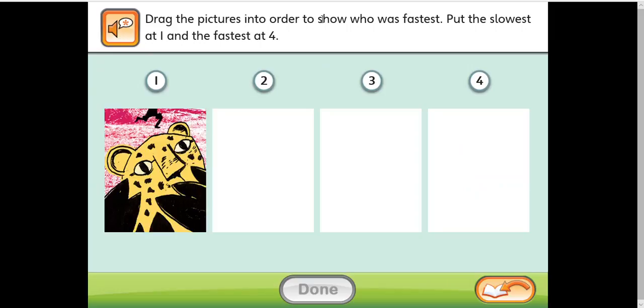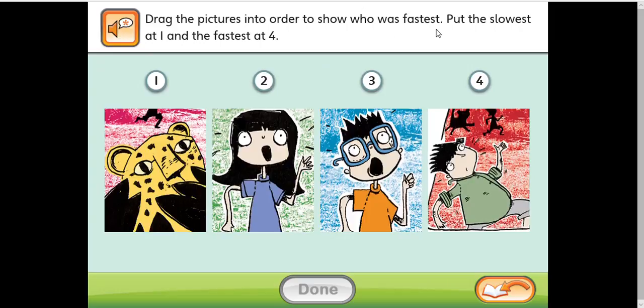So drag the pictures in order to show who was the fastest. Put the slowest at 1 and the fastest at 4. So the person or the animal, whoever was fast, the slowest you'll put at 1, and whoever was the fastest will be at 4. So let's rearrange it. I'll give you a few minutes to rearrange it. Number 1 should be the slowest of them all, and number 4 should be the fastest of them all.